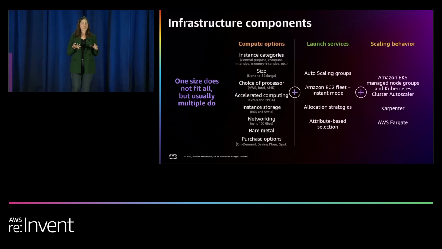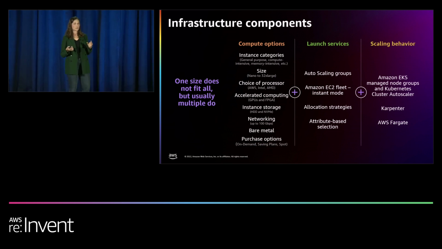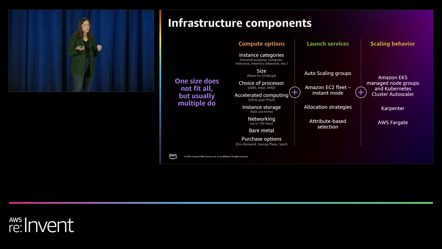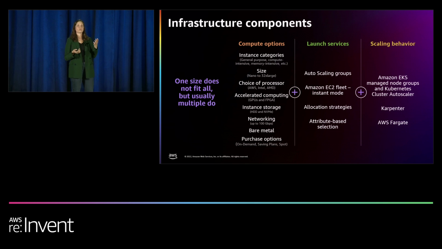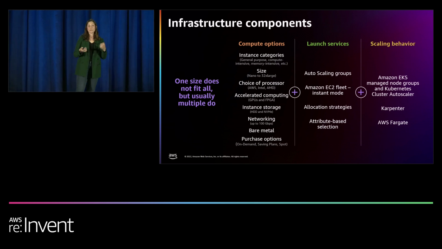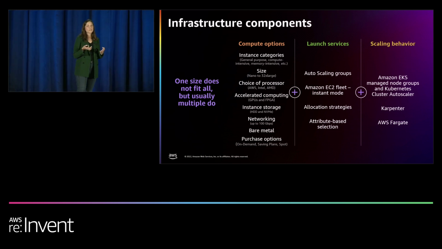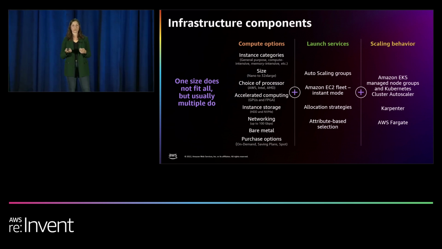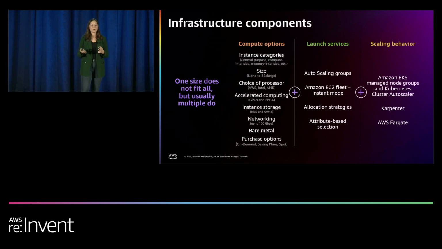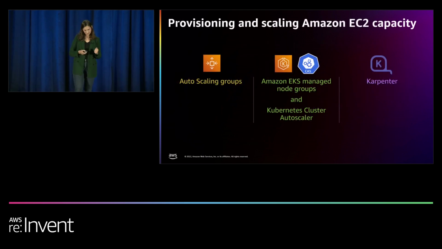So I'm going to recap quickly what I talked about until now. The compute services on EC2 can be packed into three layers: compute options, purchase options, processors, and different instance families. The way to consume them is by using launch services. And launch services communicate with some scaling behavior that impacts the amount of resources that you consume throughout the day. So now we're going to move on to talk about launch services and scaling behaviors.